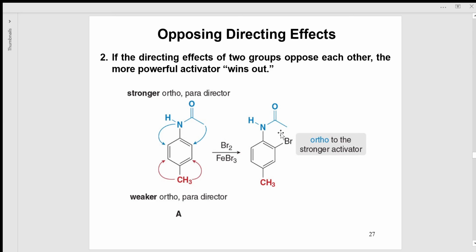So if only one hydrogen is replaced by bromine, it's going to be either here or here. The reason is, we are a team, but we have different opinions. I'm the chairperson. I don't want to say this. That's a very bad example. I'm the stronger ortho para director. I'm stronger than you, methyl group.